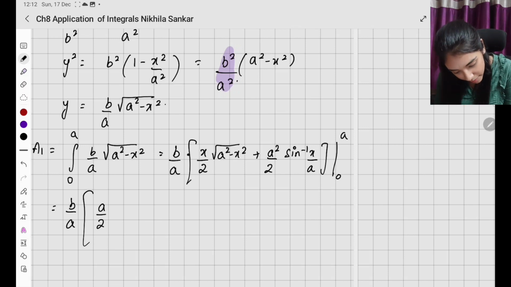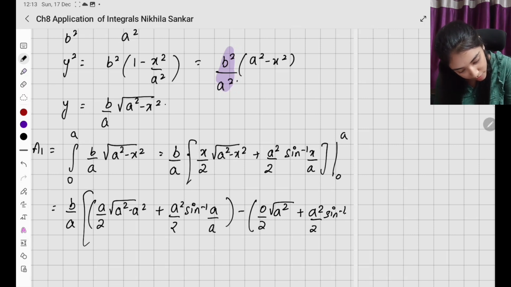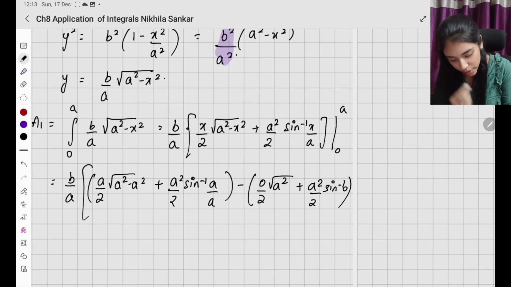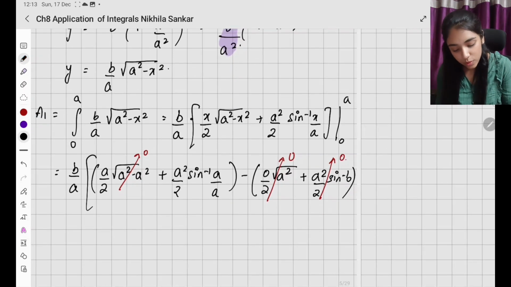So I have a by 2 square root of a square minus a square plus a square by 2 sine inverse of a divided by a. This is my first term, minus 0 by 2 times square root of a square minus x square, plus a square by 2 sine inverse of 0. So this whole term becomes a 0, this term becomes a 0, and this term becomes a 0. Sine inverse of 0 is going to be 0. So now what is left?